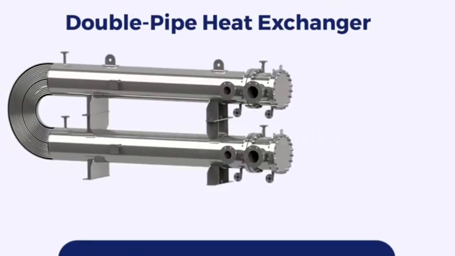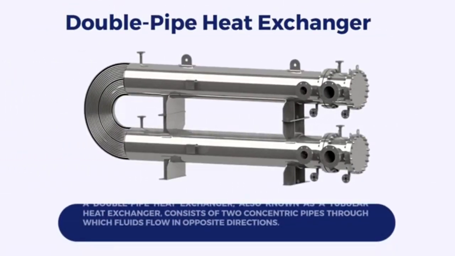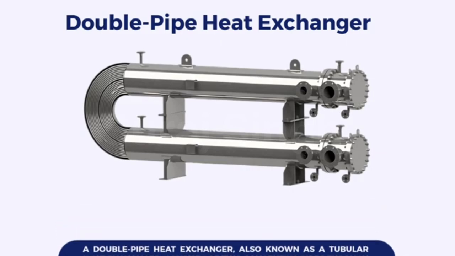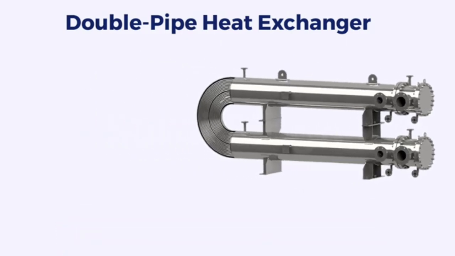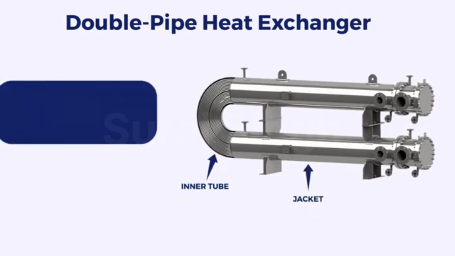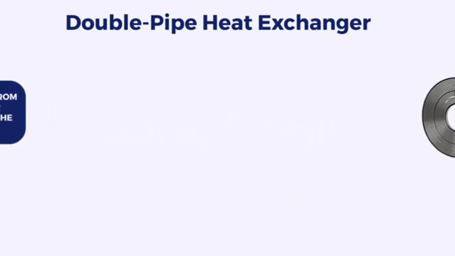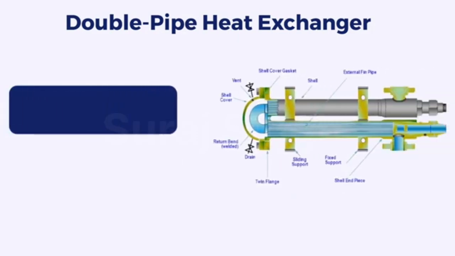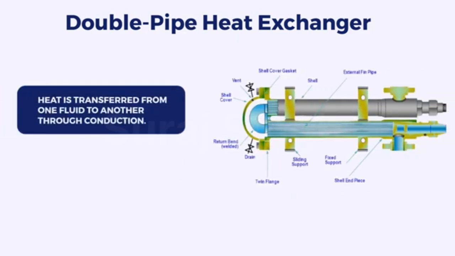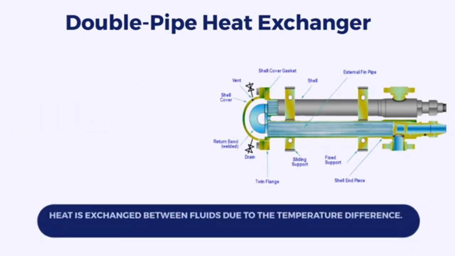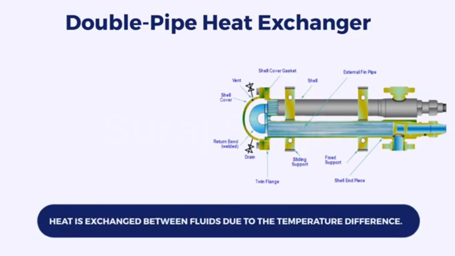Double pipe heat exchanger. A double pipe heat exchanger, also known as a tubular heat exchanger, consists of two concentric pipes through which fluids flow in opposite directions. The inner pipe is known as the inner tube, while the outer pipe is called the jacket. Heat is transferred from one fluid to the other through the wall of the inner pipe. In a double pipe heat exchanger, heat is transferred from one fluid to another through conduction. As the fluids flow through their respective paths, heat is exchanged between them due to the temperature difference.